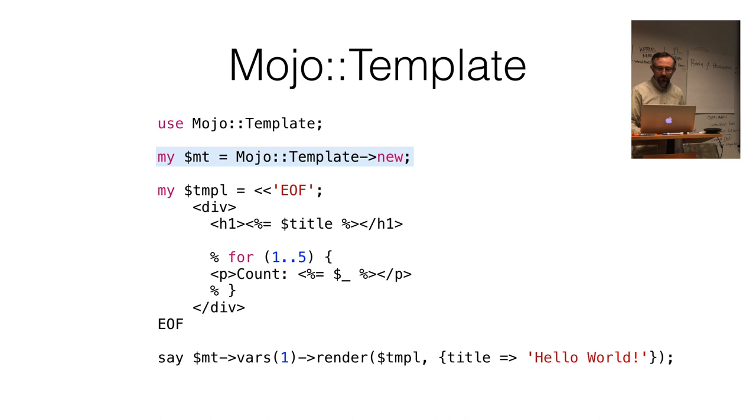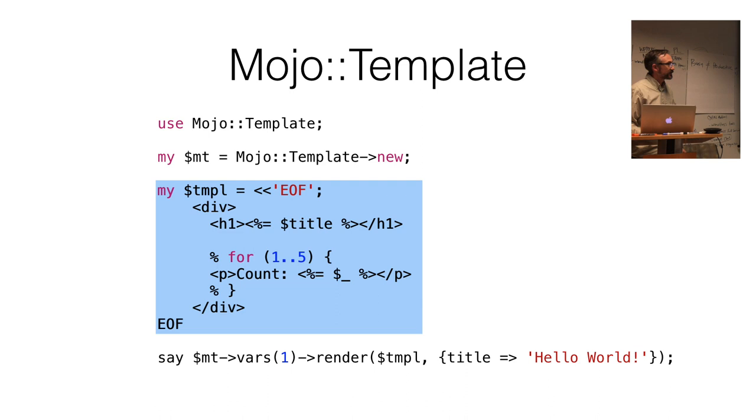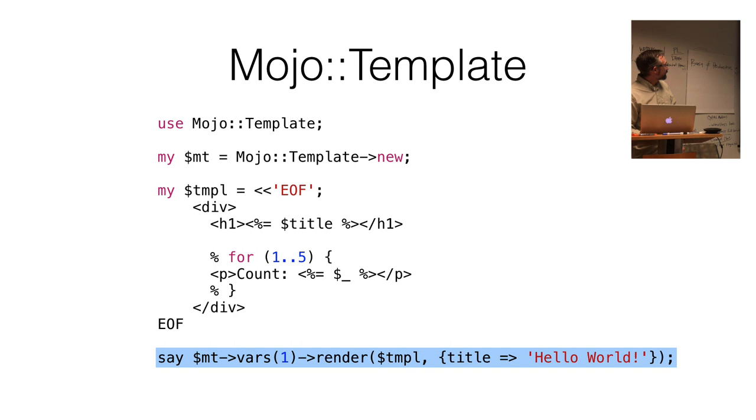So here we create a template object. This is a string. TMPL is just a Perl string inside of a here document. You can see that we've got little titles and things that you would expect for your delimiters. Then we invoke the render method on the template object. We give it the template itself, and then we pass in, in this case, a hash reference. This first vars one there tells the templating system, hey, take any keys inside of this hash reference and turn them into variables inside of the template. So that's how that title matches up with this title here.